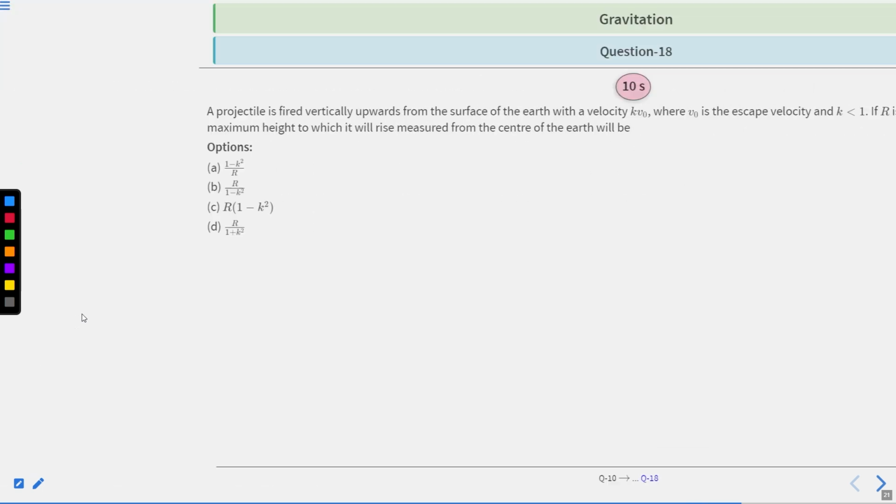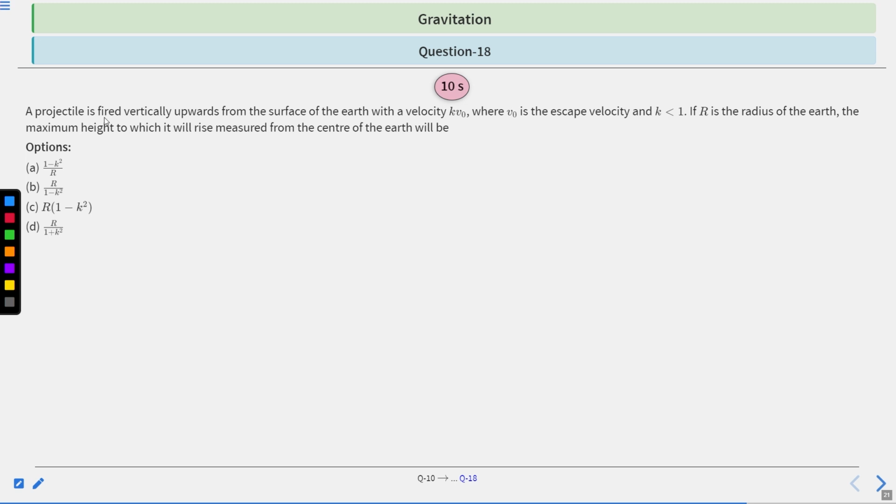Next question, question 18. A projectile is fired vertically upwards from the surface of the Earth with a velocity k v0, where v0 is the escape velocity and k is less than 1. If R is the radius of the Earth, the maximum height to which it will rise, measured from the center of the Earth, will be what? Given options: option A, 1 minus k square divided by R; option B, R divided by 1 minus k square; option C, R multiplied by 1 minus k square; and option D, R divided by 1 plus k square.